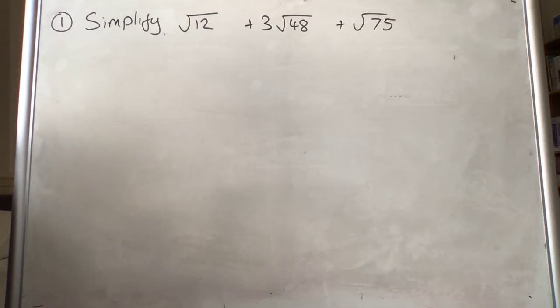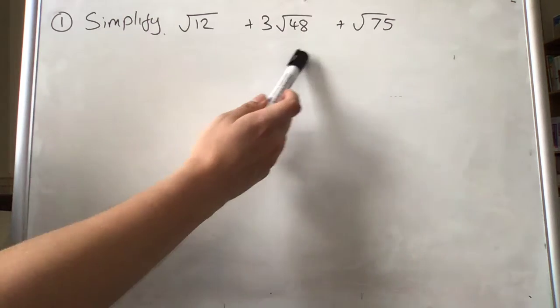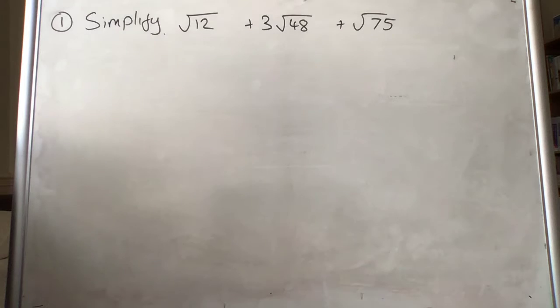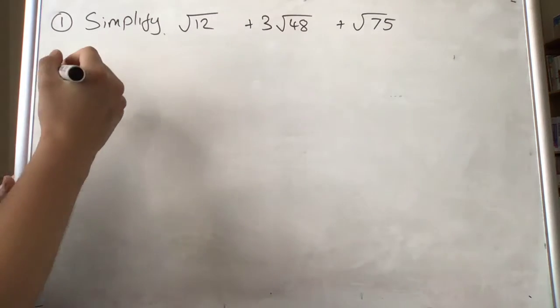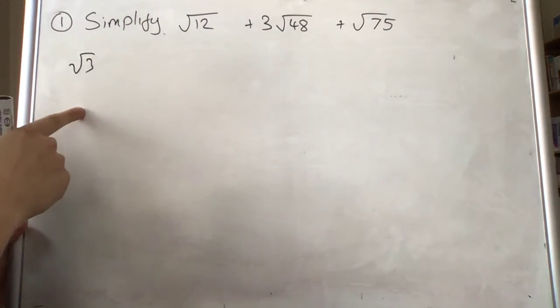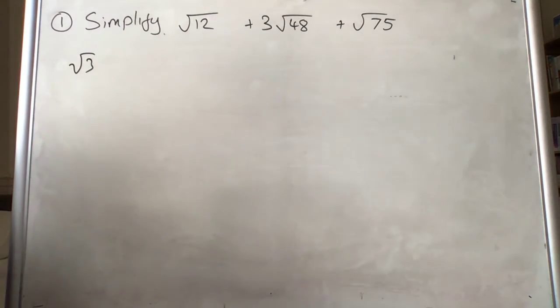Now the first thing we want to do is see if there are any common factors of the square root of 12, square root of 48 and the square root of 75. A few simple calculations will show us that 12, 48 and 75 are all divisible by 3, so the square root of 3 is a common factor. Now, if you haven't seen my video on surds, I would recommend you check that video out first so you understand the processes which I'm about to go through now.